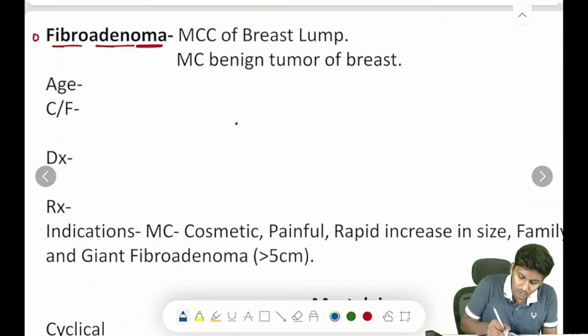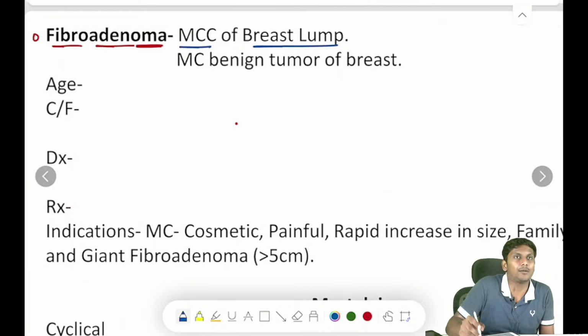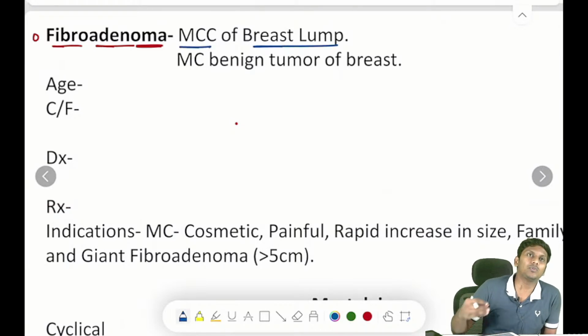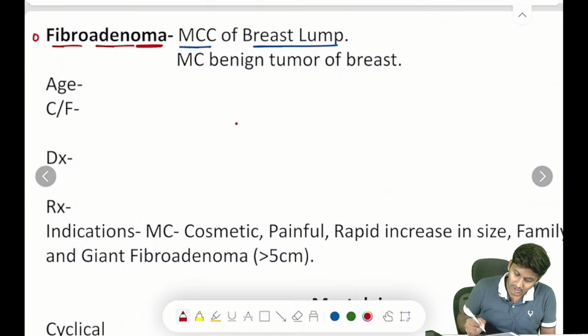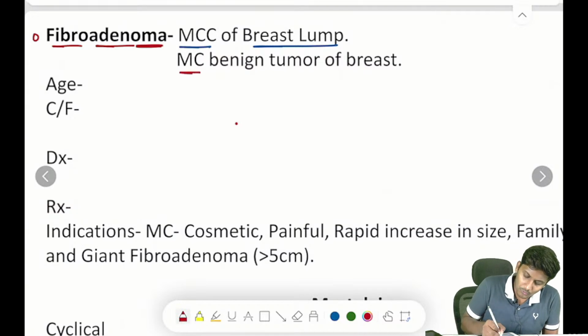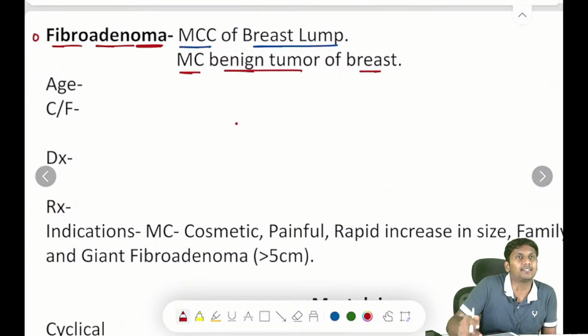Important is this fibroadenoma of breast is the most common cause of breast lump. For example, if a patient comes to you with a complaint of breast lump, the first thing that you have to rule out is a fibroadenoma breast, because the most common cause of breast lump usually will be fibroadenoma itself. Next important, you have to remember it is the most common benign tumor of breast as well. If I talk about the benign tumors of breast, the most common one which occurs in the patient is always a fibroadenoma breast itself.